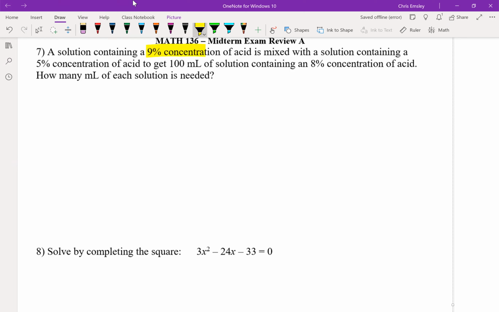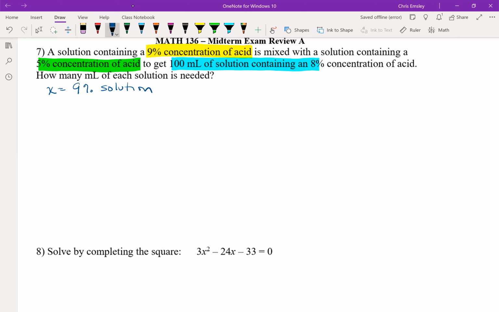So we're mixing two things together, the 9% solution and the 5% solution. And what we want to end up with is 100 milliliters of that 8% solution. So the question is, how much do we need of the 9% and the 5%? So those will be our variables. So we'll need x milliliters of the 9% solution. And since our total amount is 100, that means 100 minus x will be how much we need of that 5% solution. So let's set up our equation.